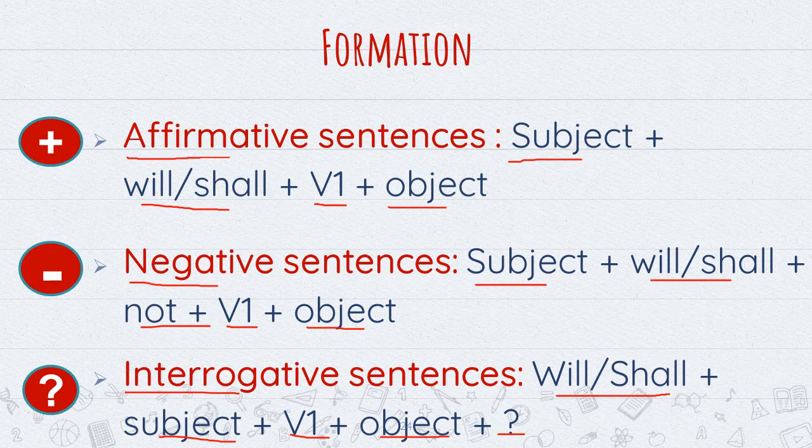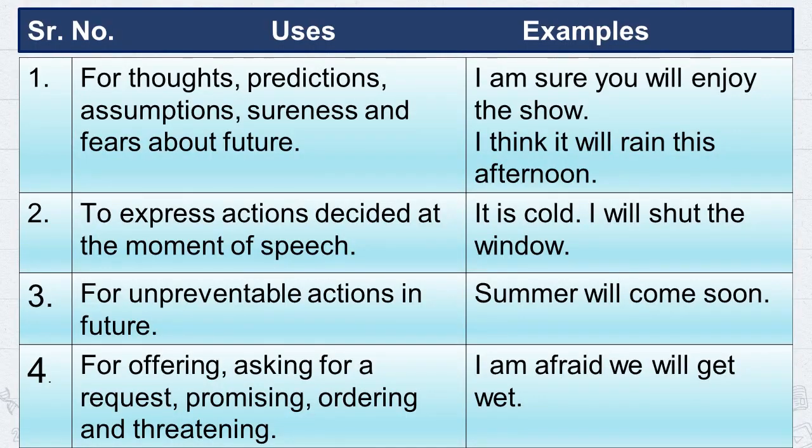And in interrogative sentences we bring will or shall to the beginning, and it becomes will or shall plus subject plus verb first form plus object, and at the end a question mark, as interrogative sentences are questions. Now I am going to explain the uses to you.